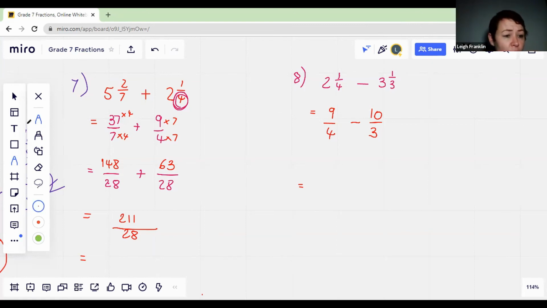Okay, so Yandi, you got the same answer. It would be 12 here. This would be our lowest common denominator. So we're going to times this by 3. We've got to times this number by 3. That's going to leave us with 3 times 9 is? 27. 27 over 12. Good. Well done, grade 7s. And then times that by 4 and times that by 4.